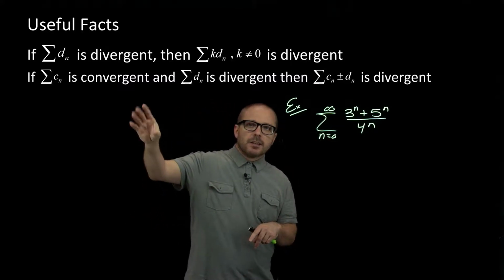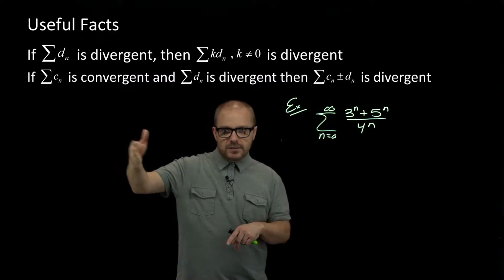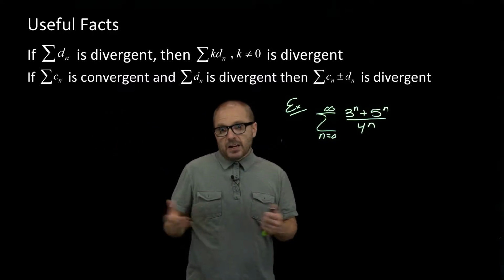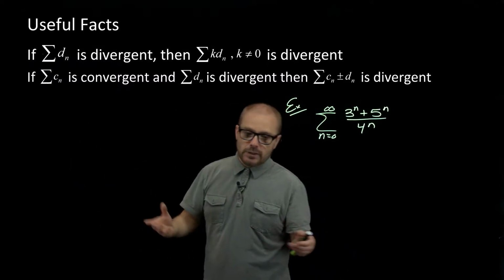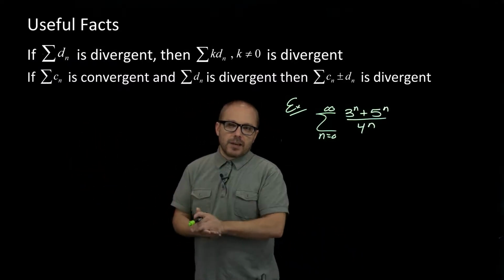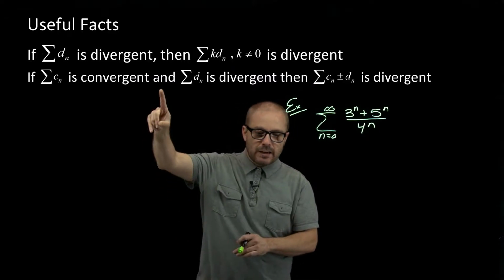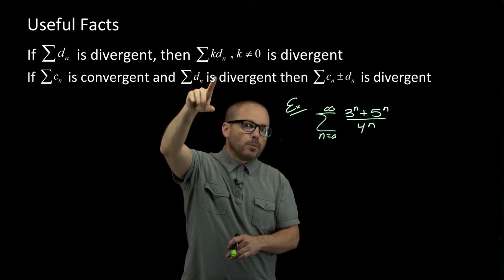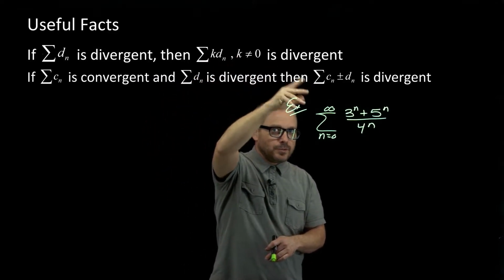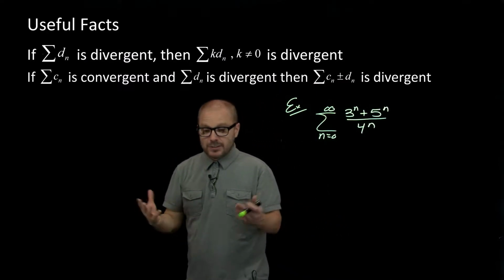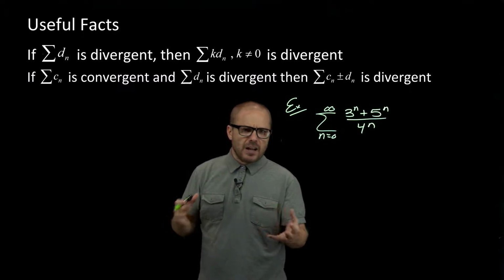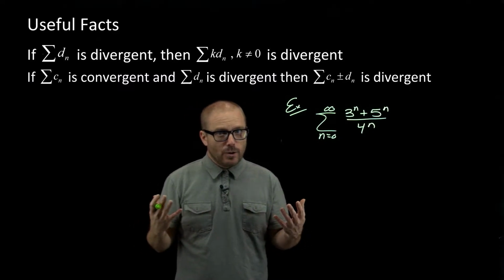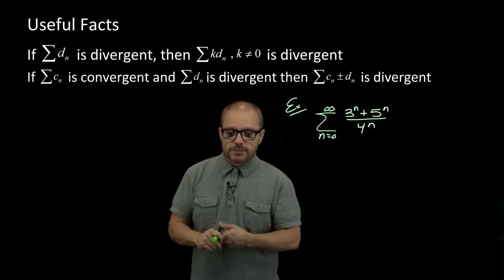One is, the first one I think is kind of obvious. If the sum doesn't add up to anything, multiplying it by a constant is not going to make it add up to anything. Unless the trivial case, multiplying by 0. If you take every term in that series and multiply by 0, then it's 0 plus 0 plus 0. That will converge to 0. But in general, if it's divergent, a constant multiple, non-zero multiple, will still be divergent.